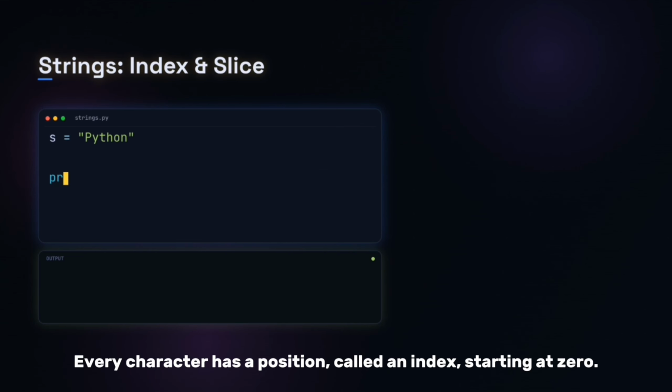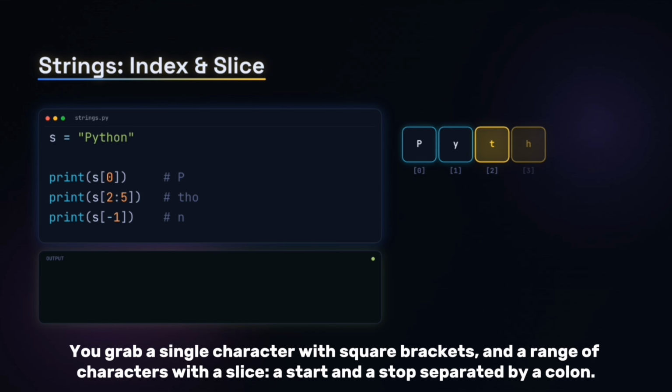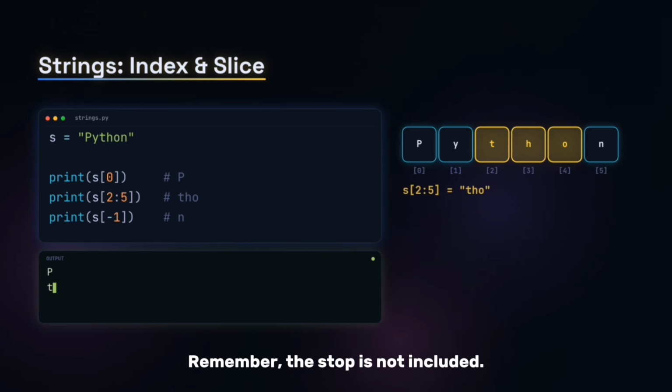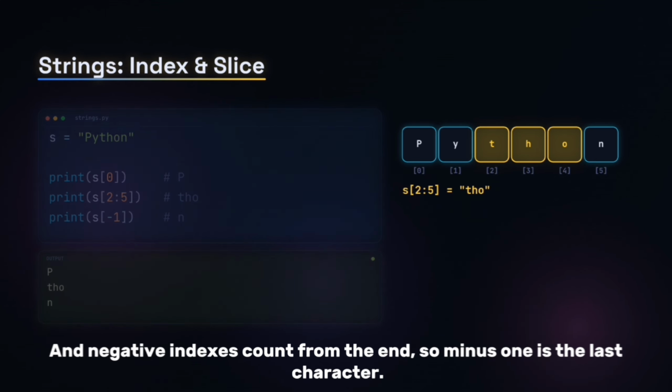Every character has a position, called an index, starting at 0. You grab a single character with square brackets, and a range of characters with a slice, a start and a stop separated by a colon. Remember, the stop is not included, and negative indexes count from the end, so -1 is the last character.